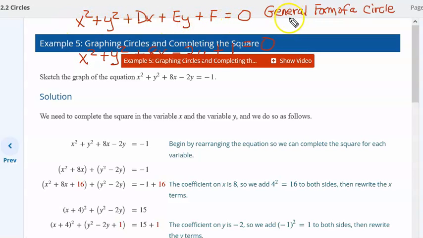This is the general form of a circle. And what we want to do is put this into the standard form of a circle. And there is a protocol for doing this. We're calling it here example 5, graphing circles and completing the square. Now, it's quite a tedious process. I'm going to go to the whiteboard and work it out for you.